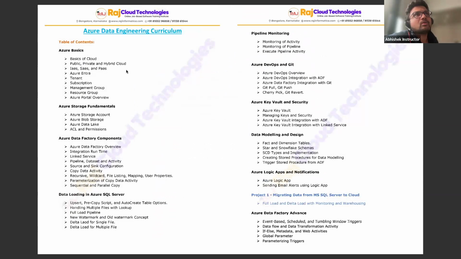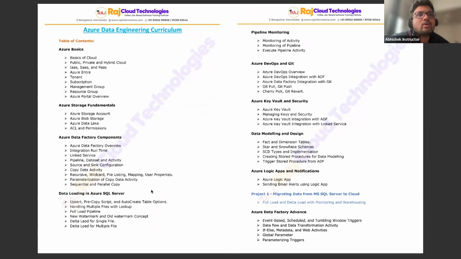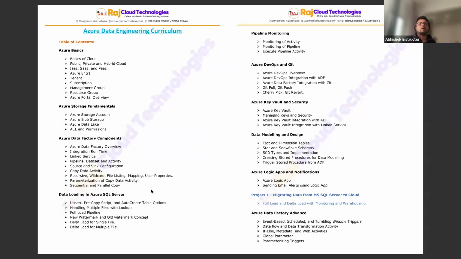Then what topics are covered in the data engineering course? We will cover Azure basics, Azure storage fundamentals, and Azure Data Factory components such as linked service, integration runtime, copy data activity, recursive wildcard, list of files, parameterization of a copy data activity, and data loading to SQL. What is the pre-copy script, the auto create table option, how to do the full load, how to do the data migration, how to do the delta load, how to do the monitoring of the pipeline, right? And what is DevOps, Azure DevOps and Git, right? What is Azure Key Vault? How to do the fact, what is Snowflake, and how to implement SCD type implementation, right? And what is Logic App?